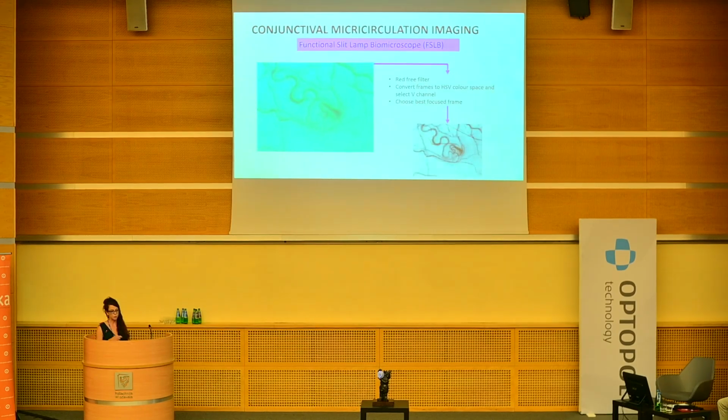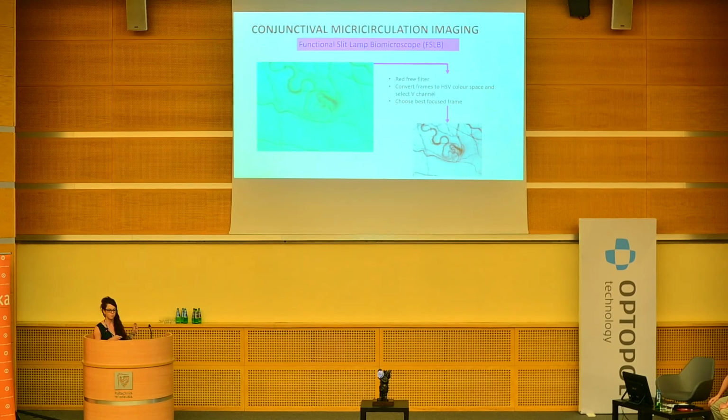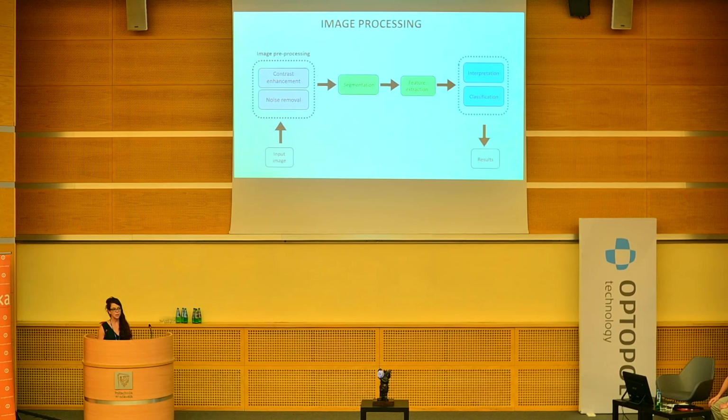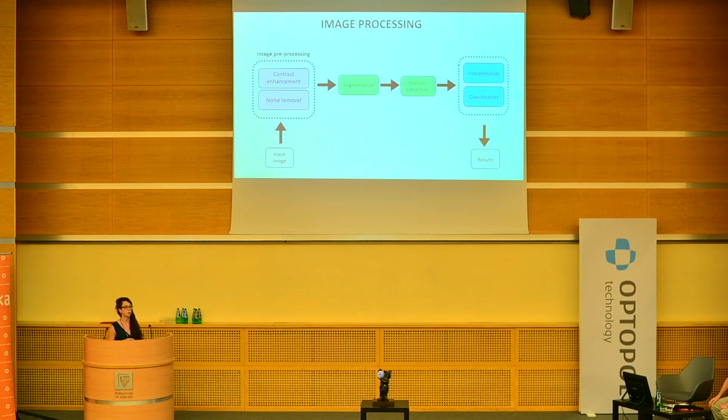So we are going to be recording very short video sequences of the conjunctival vasculature, and then we are going to discard the chromatic information, so we will only keep the intensity values. From all those frames, for this work we are going to choose only one frame, which is the most focused frame of the whole sequence. So now let's take a break and see how image processing works in medical images.